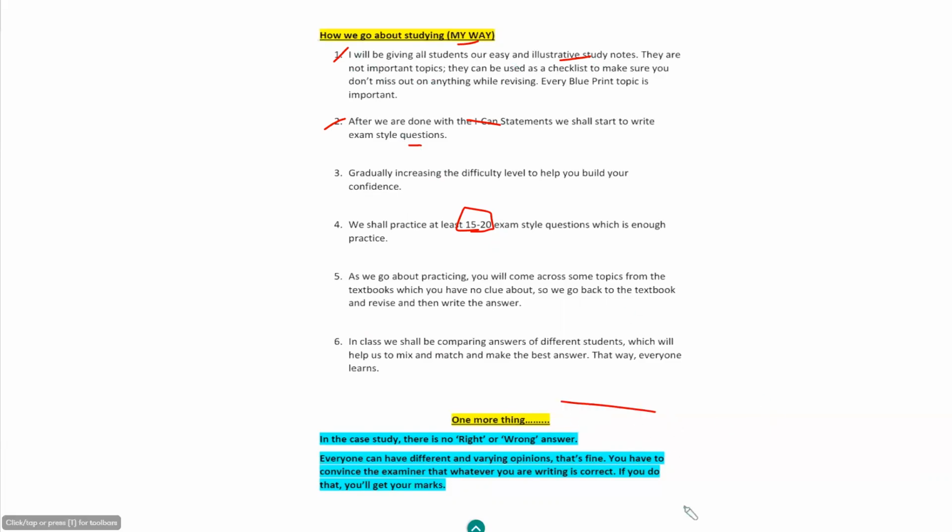Always one thing to remember for a case study exam: there is no right or no wrong answer. Everyone can have different and varying opinions. That's fine. You can write whatever you feel is the right answer, but it's your job to convince the examiner. The exam is all about details, details, and details. How well, how easily, how detailed you explain your point, or whatever question they've asked you, how well you explain it is what the exam is about. If you feel that you will be able to give a good answer in one paragraph, no, it has to be 2 pages to 2.5 pages in a normal Word document.